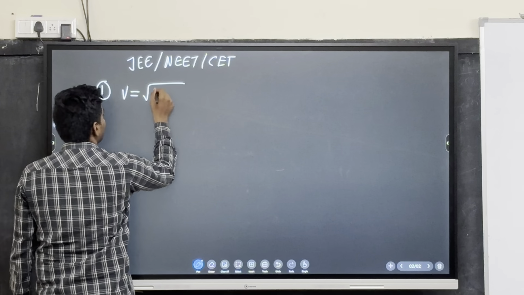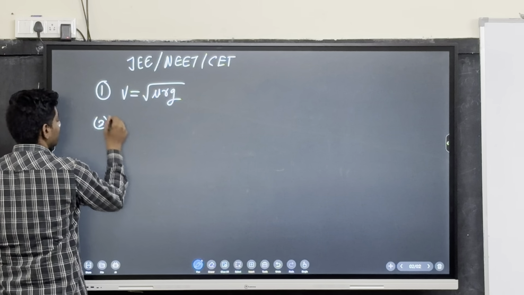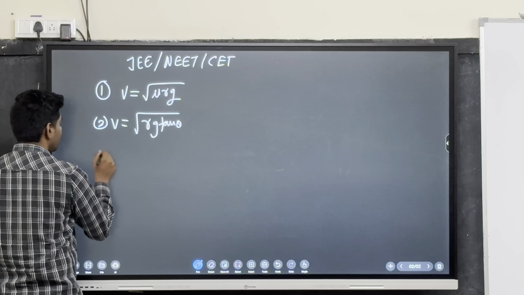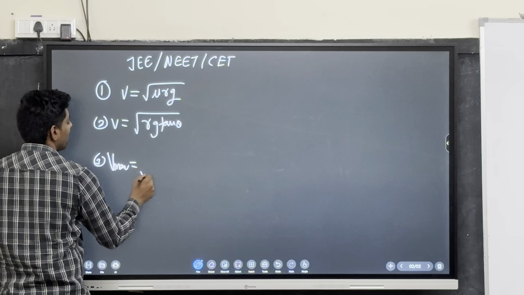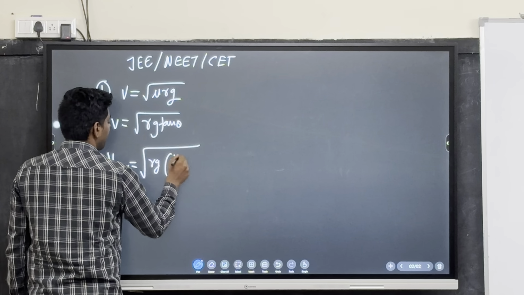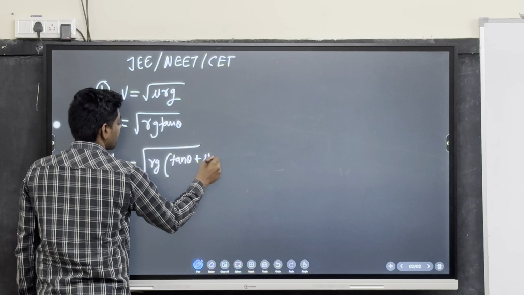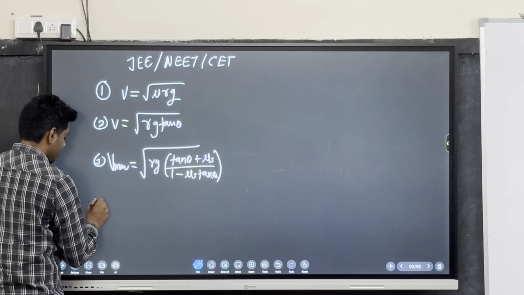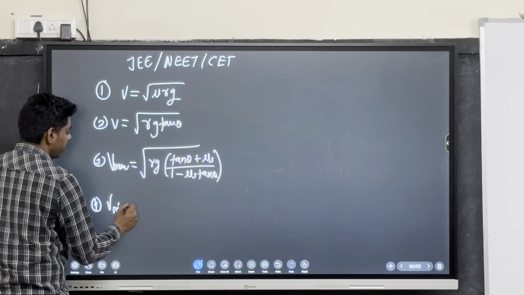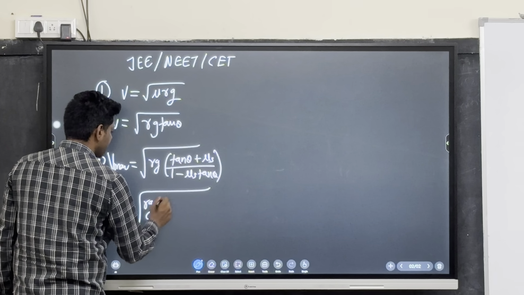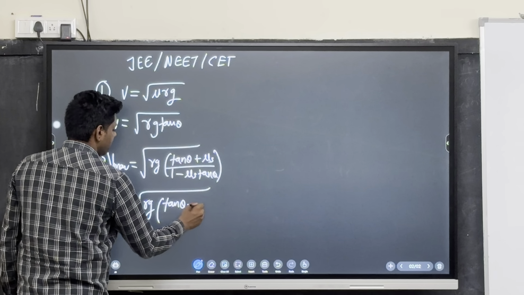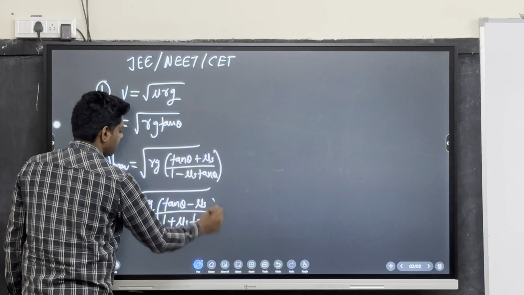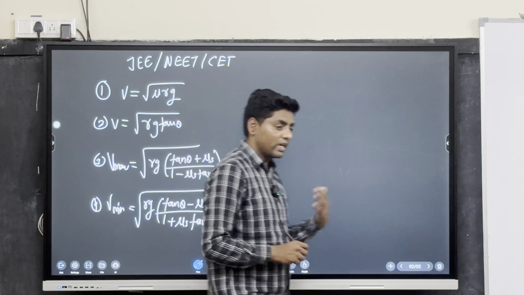First is v equal to under root of mu rg. Second formula is v equal to under root of rg tan theta. Third formula is v maximum equal to under root of rg times tan theta plus mu s divided by 1 minus mu s tan theta. And the fourth formula is v minimum, whose derivation we already saw: rg times tan theta minus mu s divided by 1 plus mu s tan theta, all under root.